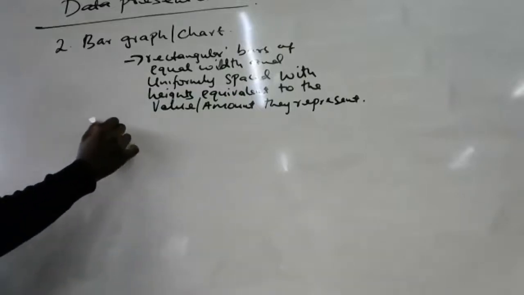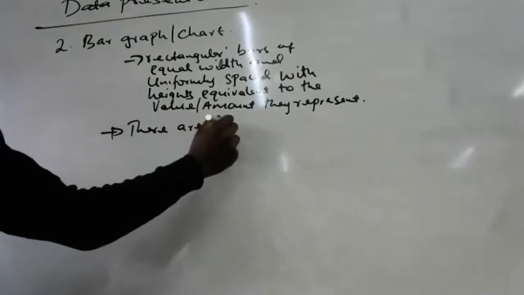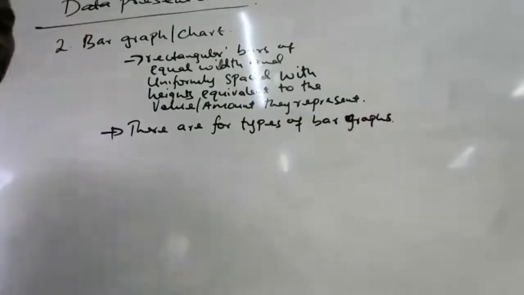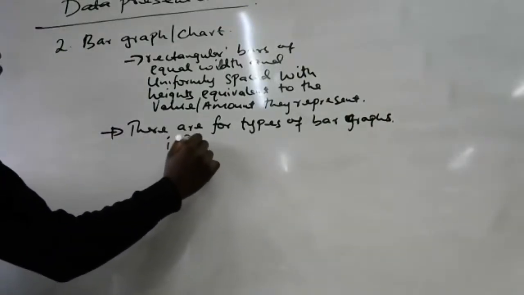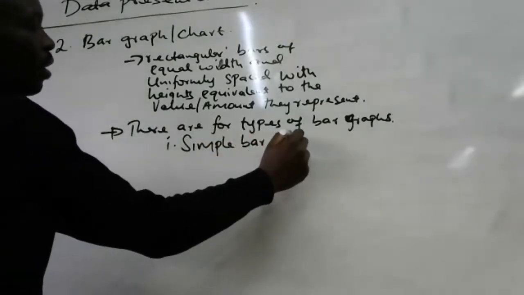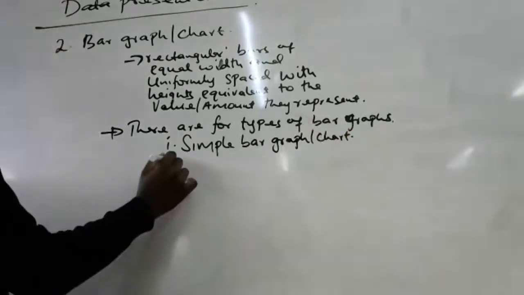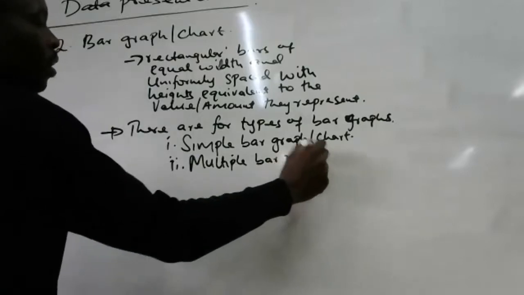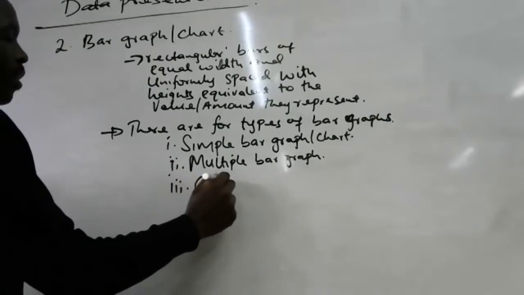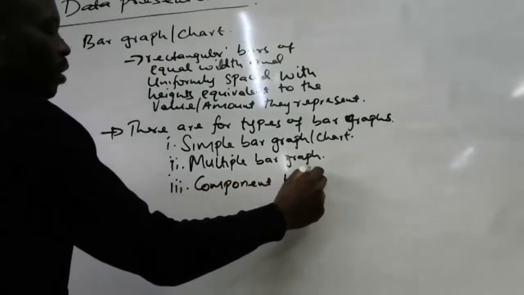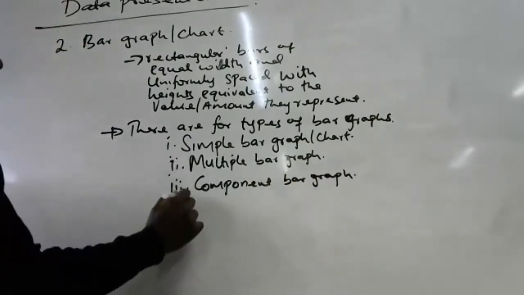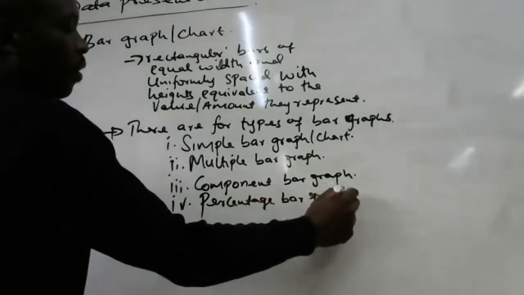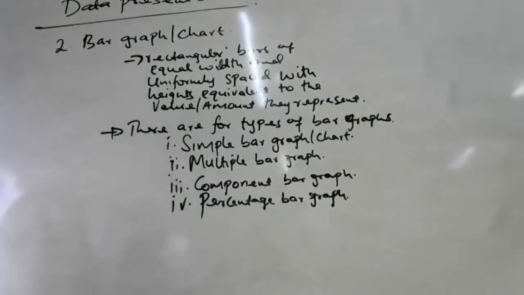On that note, there are four types of bar graphs. Number one, we have the simple bar graph. Number two, we have the multiple bar graph. Number three, we have the component bar graph. And number four, we have the percentage bar graph. We have four of them when it comes to bar graphs.